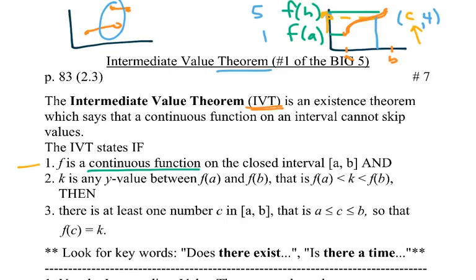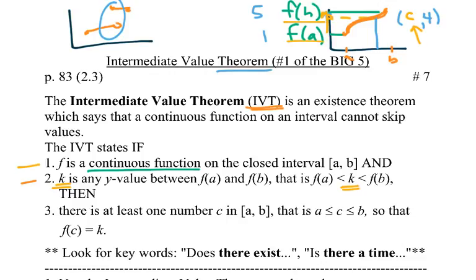Okay, so if it's a continuous function and it goes from A to B, and then it says and k is any Y value between f of A and f of B. So remember, in our example we used f of A was 1, f of B was 5, and we picked a k value of 4. Okay, we picked a k value of 4. And what it's saying is that that k value is between 1 and 5. Well, 4 is between 1 and 5 in our example.